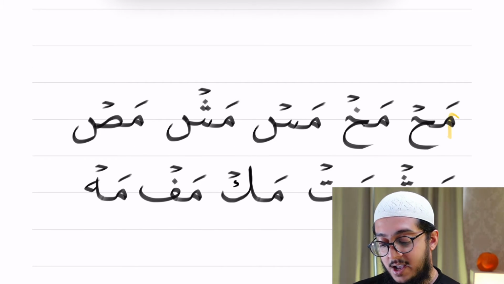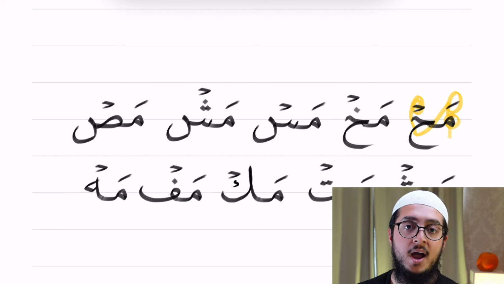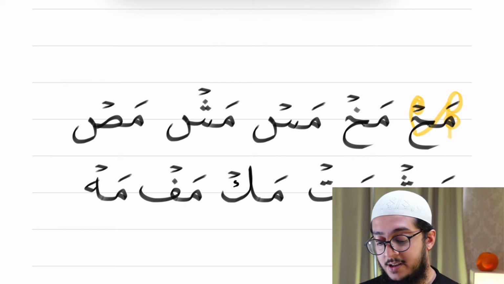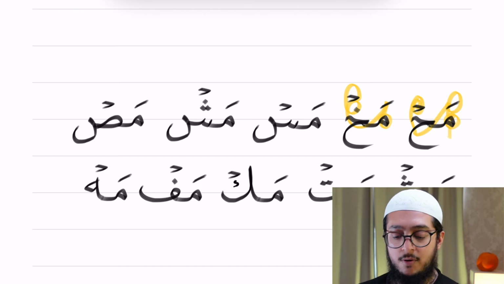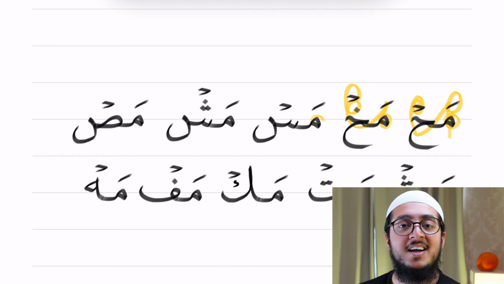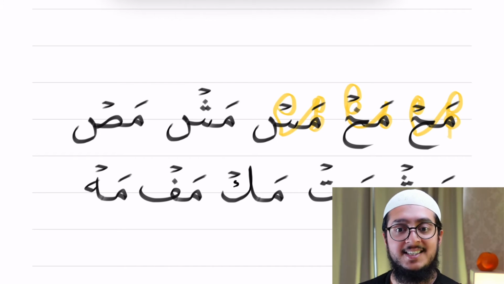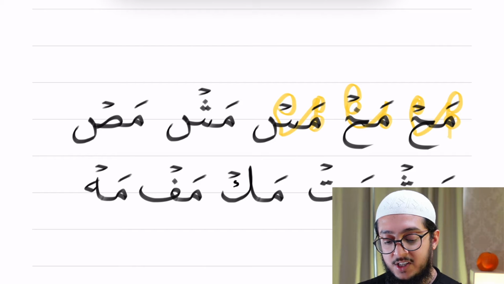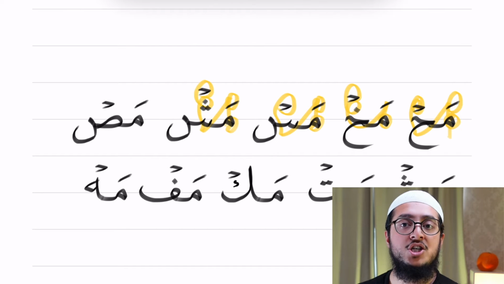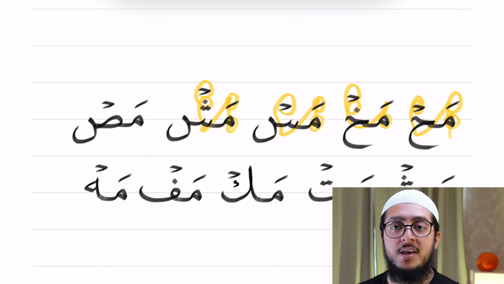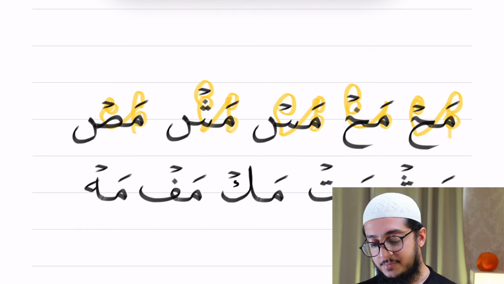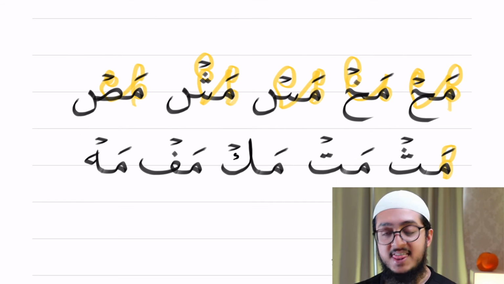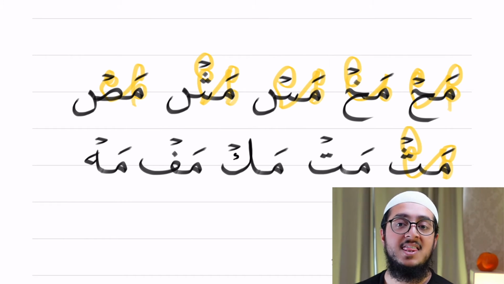Mim, fatha, ha, sukoon, mah. Notice ha, silent. Mim, fatha, kha, sukoon, mah. Mim, fatha, sin, sukoon, mas. Mim, fatha, sheen, sukoon, mash. Mim, fatha, sad, sukoon, mas. Mim, fatha, tha, sukoon, math. Two letters making one sound.